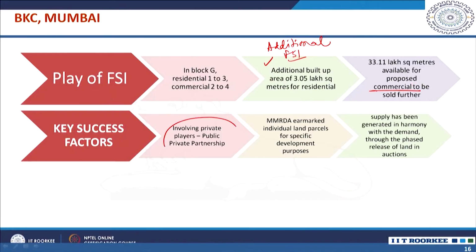So, the key success factor was involving the private players, here in this case a public private partnership. MMRDA earmarked the individual land parcels for specific development purposes, then they auctioned the land, and supply was generated in harmony with the demand through the phased release of the land.